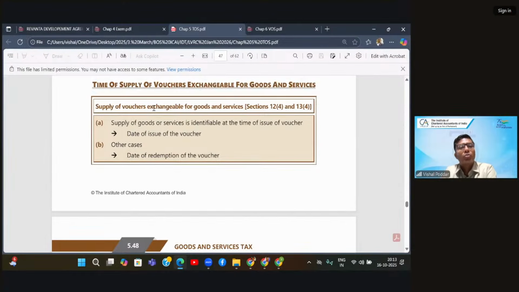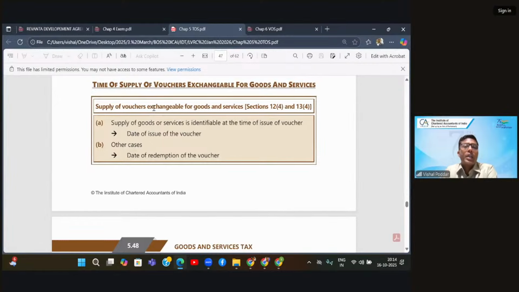So the question is, today the mall receives 2000, and then from 5th November onwards, you all will actually go and buy the goods or services. So in this case, when is the mall required to discharge GST on this 2000 rupees? That is the value of the voucher.